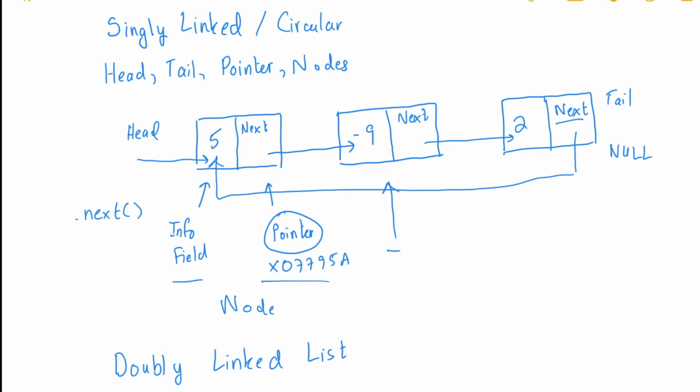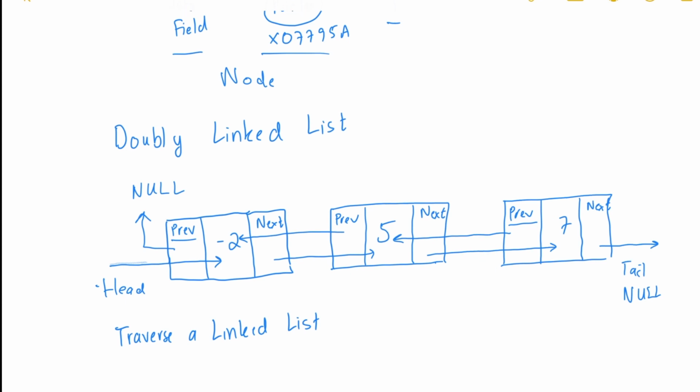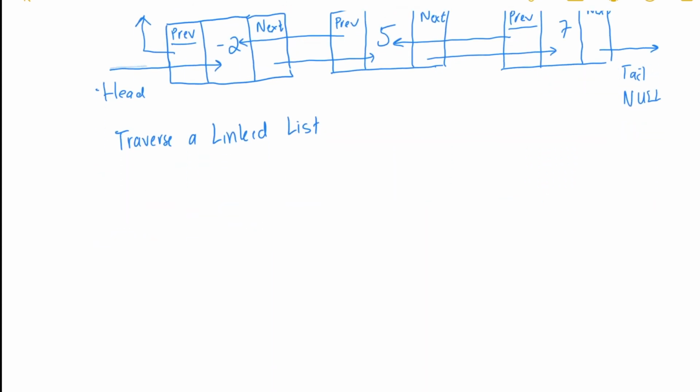So a singly linked list, you can only move forward. With a circular, you can move back around. With a doubly linked list, you can move forward and backwards. And if you know that, that's enough to traverse a linked list. You're not actually going to have to write any code for this topic. Now, the next thing we want to be able to do is to add values to a linked list.